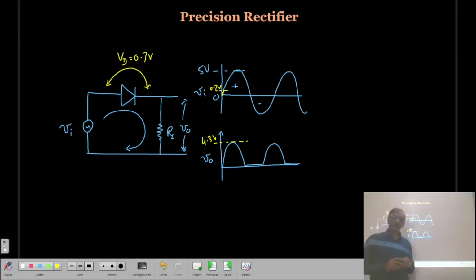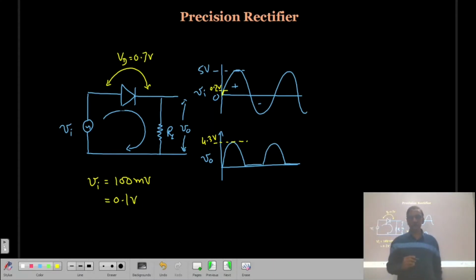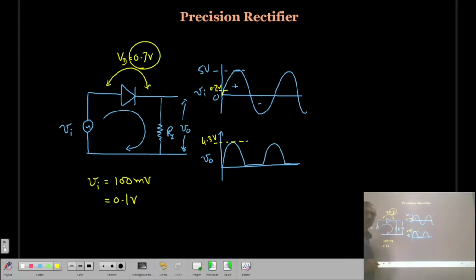This type of rectifier is used when your input signal is very large. But suppose we want to rectify a signal with an amplitude of only 100 millivolt. Let us say my input signal is 100 millivolt, or 0.1 volt. Now if this is applied to this diode, then the diode is not going to conduct, because for conduction the diode requires a minimum voltage of 0.7 volt. So here the rectification will not take place.